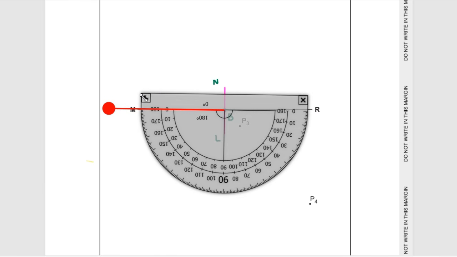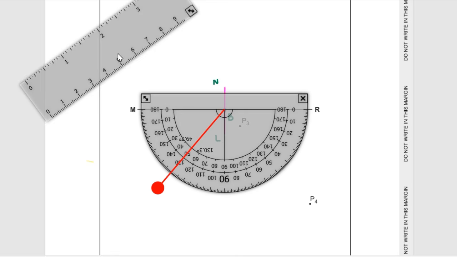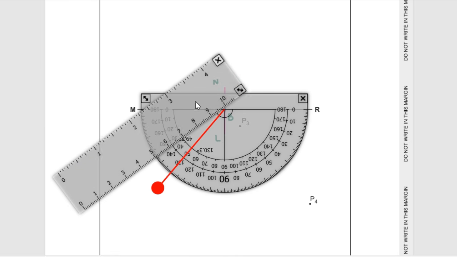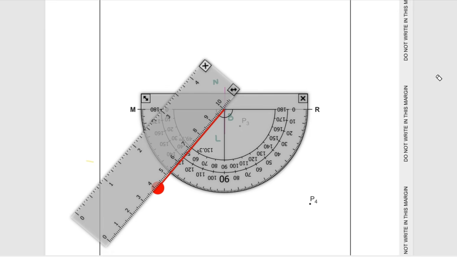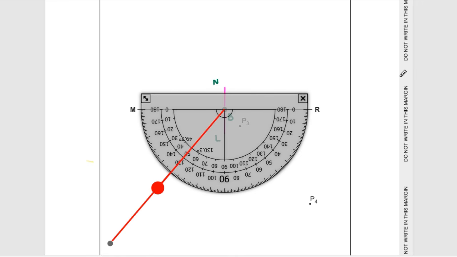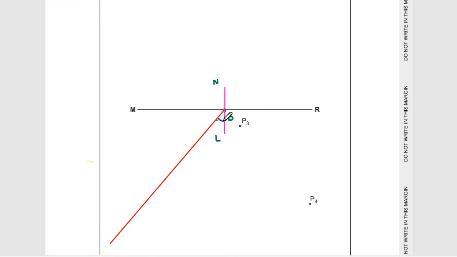So I'll pick up my protractor and align it with the line MR and the normal. I can also use a scale so that I can measure that my line is 10 centimeter long. And I will draw the incident ray 10 centimeter long at an angle of incidence 40 degree with the normal. So this angle is 40 degree. And this ray is the incident ray, and the end of this ray will be named as letter A.